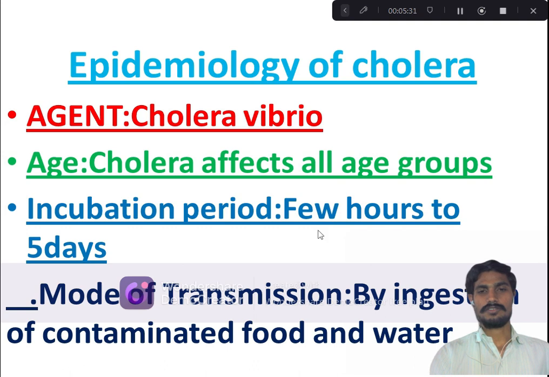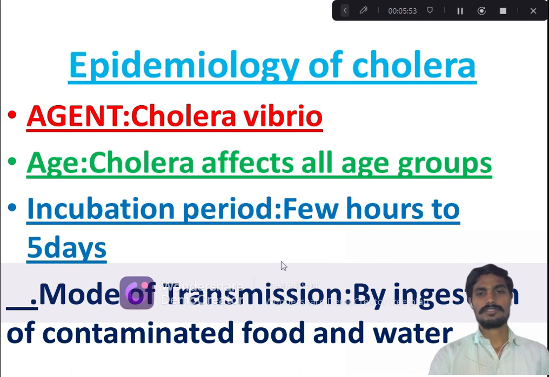How will it spread? By the ingestion of contaminated food and water. The Vibrio cholerae is spread from one person to another person through contaminated food and water. That is the fecal oral route I have told.